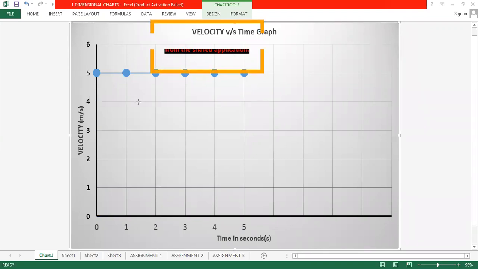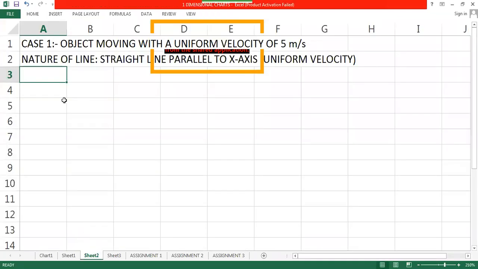Okay. Done. So this is what you need to understand, that the nature of the line is a straight line parallel to the x-axis. And what does that indicate? That indicates that the object is moving with uniform velocity. Just a reminder that the same line on a displacement time graph indicates the object is at rest. In the velocity time graph, it is the object moving with uniform velocity. You should know the differences.